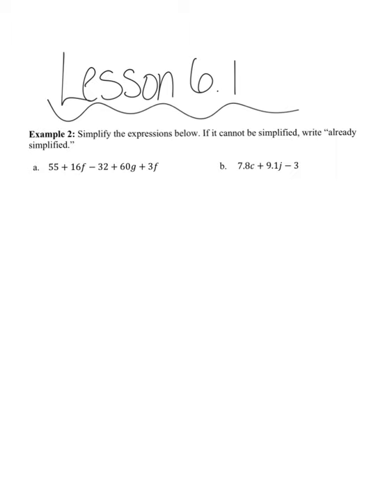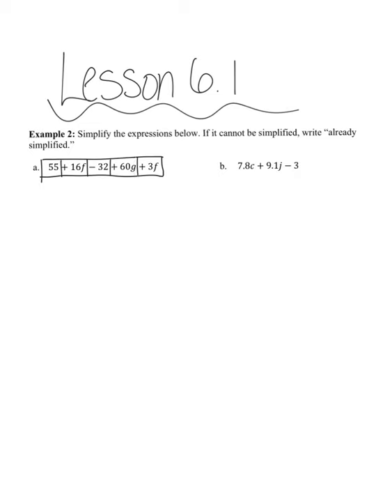We have 55 plus 16F minus 32 plus 60G plus 3F. So now recall from the first video where whatever the sign is before the term, that goes with the term. And so that helps us to understand whether or not we're dealing with a positive or negative. Another way that we can do this is to box in our terms so that when we look at our expression, we can real easily identify what types of numbers we are dealing with. So I'm boxing in my terms here.